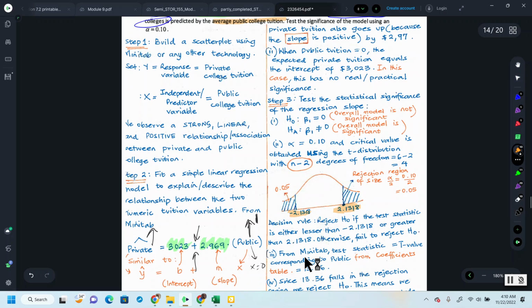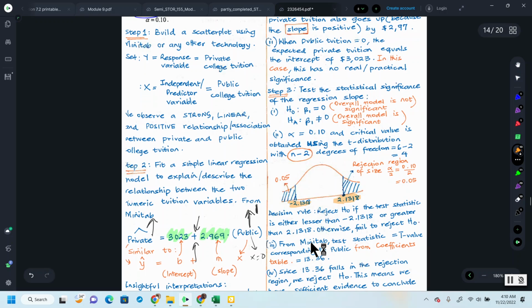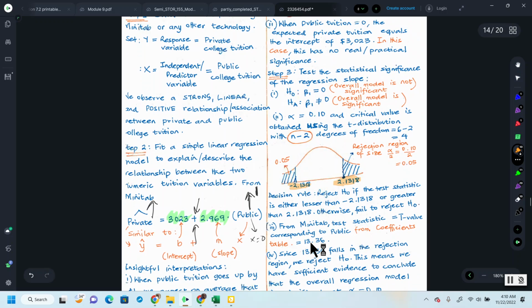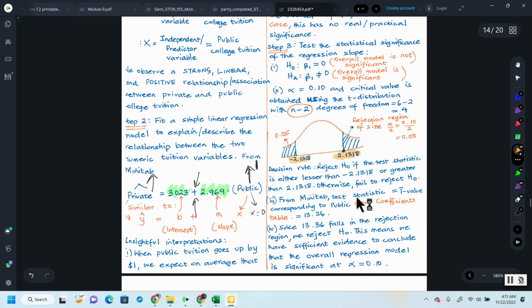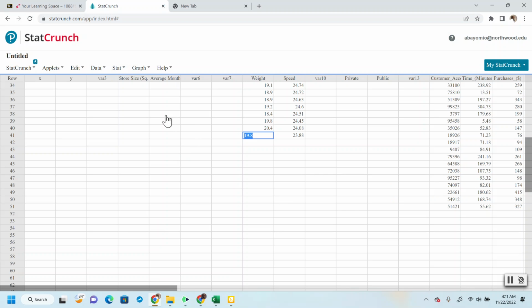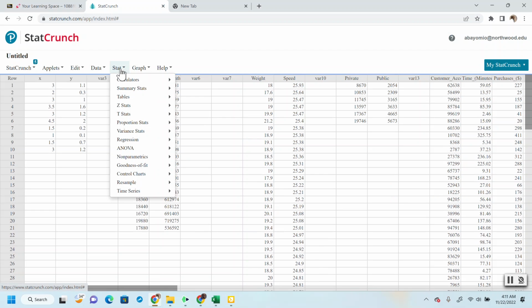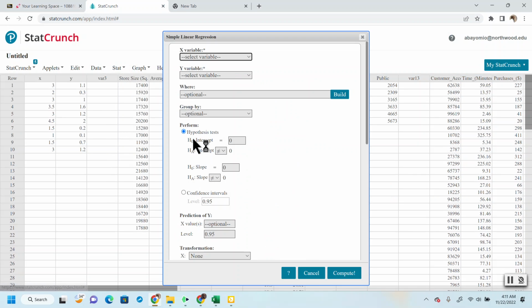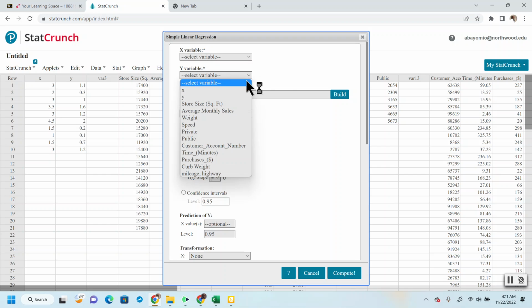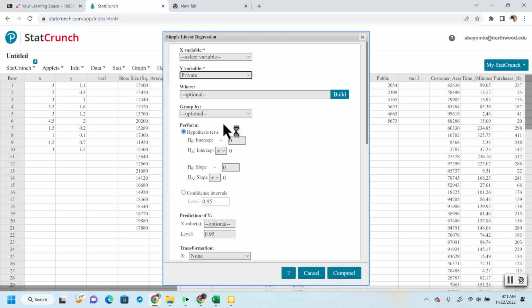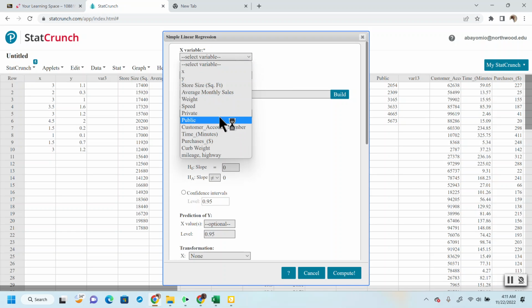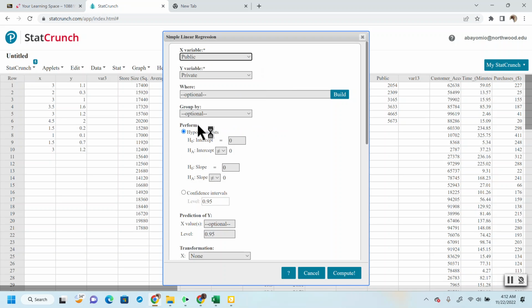And then in order to find the test statistic, we can use Minitab or StatCrunch. In this illustration, I'm going to use StatCrunch to complete the same work here. So to show you how to get the test statistic in StatCrunch, let me show you what to do. You go into StatCrunch and you go to Statistics, go to Regression, Simple Linear Regression, click on Simple Linear. We're going to choose the Y variable. We want to see if private tuition depends on the public tuition. Then make sure you click on Perform Hypothesis Testing.